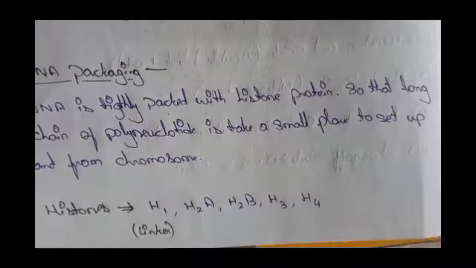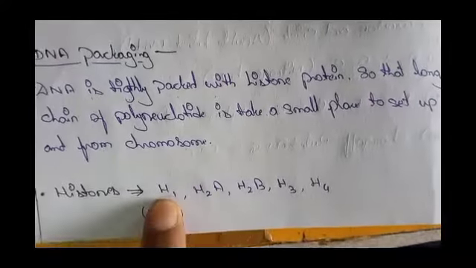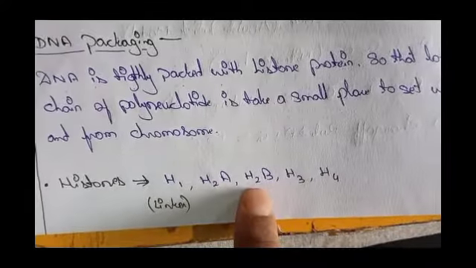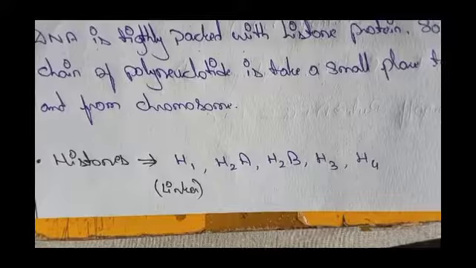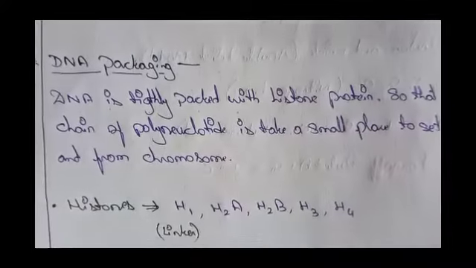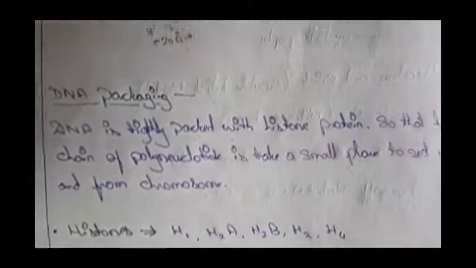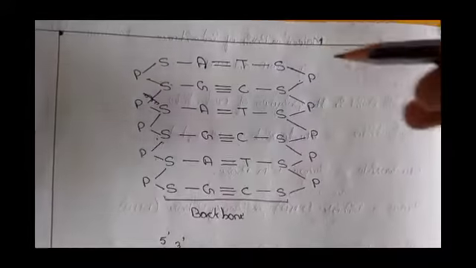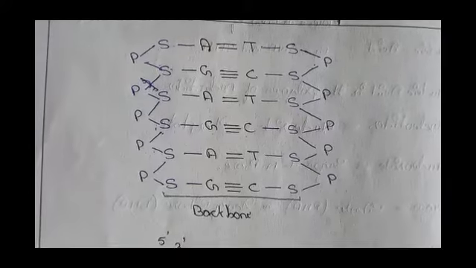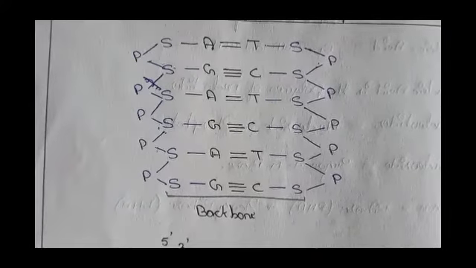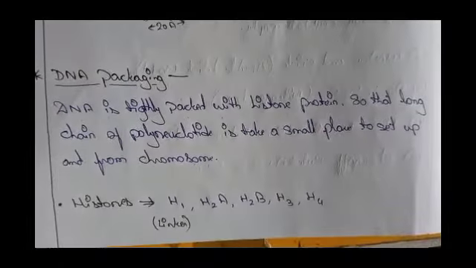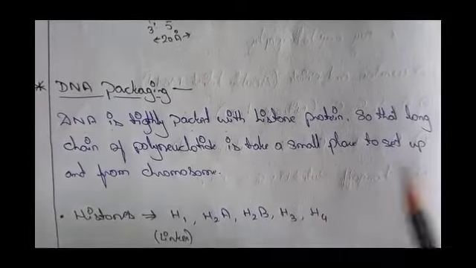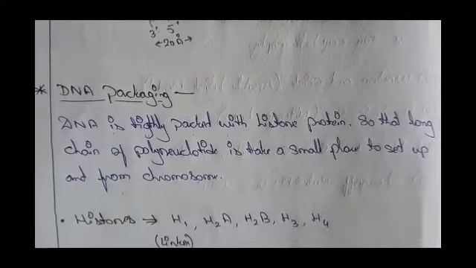Histone proteins are of 5 types: H1, H2A, H2B, H3 and H4. So that long chain of polynucleotide, meaning the DNA, is made up of nucleotides. It is not a single nucleotide; it is made up of a polymer. So the polynucleotide takes a small place to set up and form a chromosome.